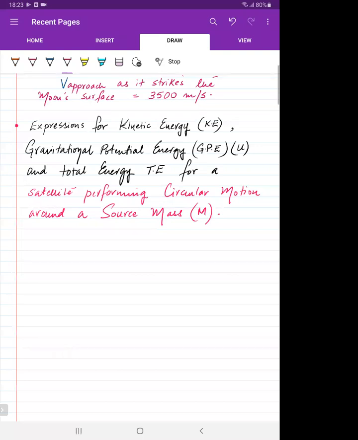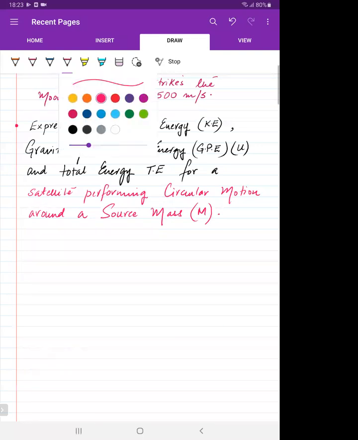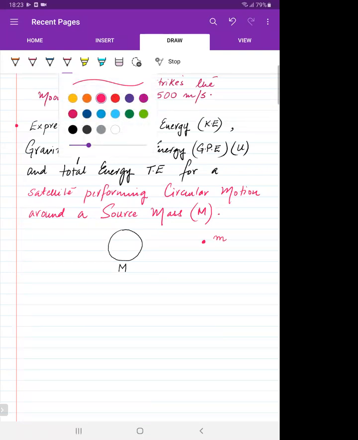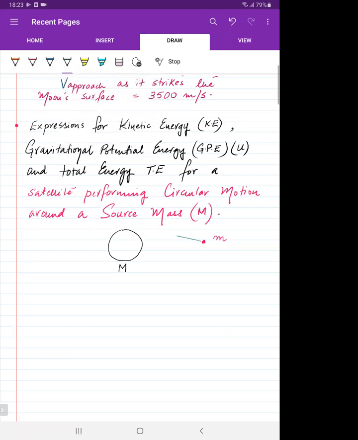Okay, so expressions for calculating the kinetic energy, the gravitational potential energy and the total energy for a satellite performing circular motion. डायग्राम पहले देख लो, फिर इसकी calculation के formulas करा दूं. सो यार, Earth को मैंने capital M से represent कर दिया है. Satellite को small m करके बना देता हूं. And the diagram is implying that the satellite is performing circular motion. अच्छा circle बन गया at a distance r.